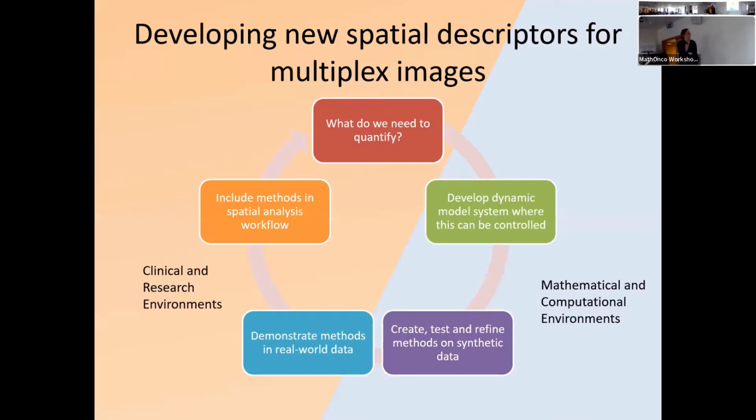And I tend to think of what I'm trying to do as fitting into this cycle where we've got the data environments on the left, where we want a workflow of spatial analysis tools that we can apply to data, ideally in the clinic or in other research settings. But also on the right, we've got these mathematical and computational environments. And what I'm really trying to do is use mathematical models, particularly agent-based models, to generate synthetic data where I can control what's going on and understand what's there, and then test new statistical techniques on that data.